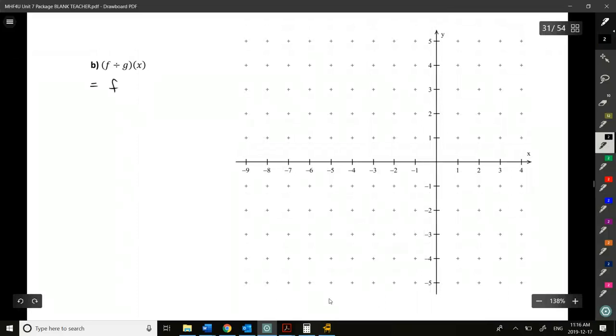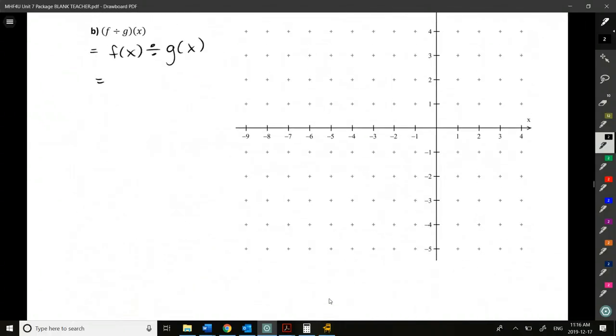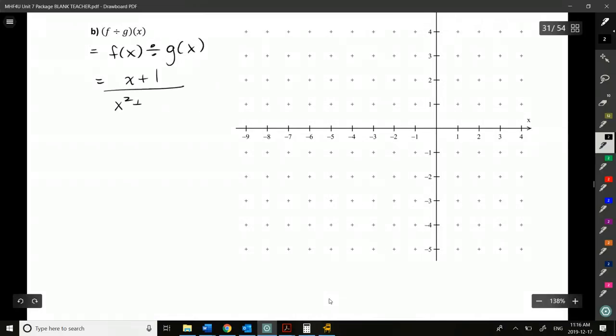How about the division of these two functions? So in this case, I'm going to take f at x and divide by g at x. Order is also important here when we're talking about division. I want f at x to be at the top of the division, and it's divided by g at x. So in this case, what's our f at x? x plus 1 divided by x squared plus 5x plus 4. And I'd like to get this into factored form.